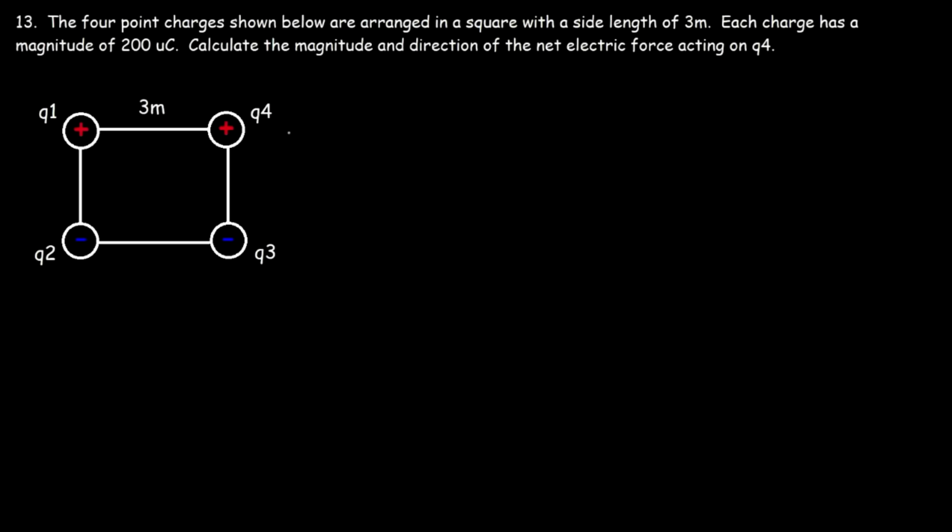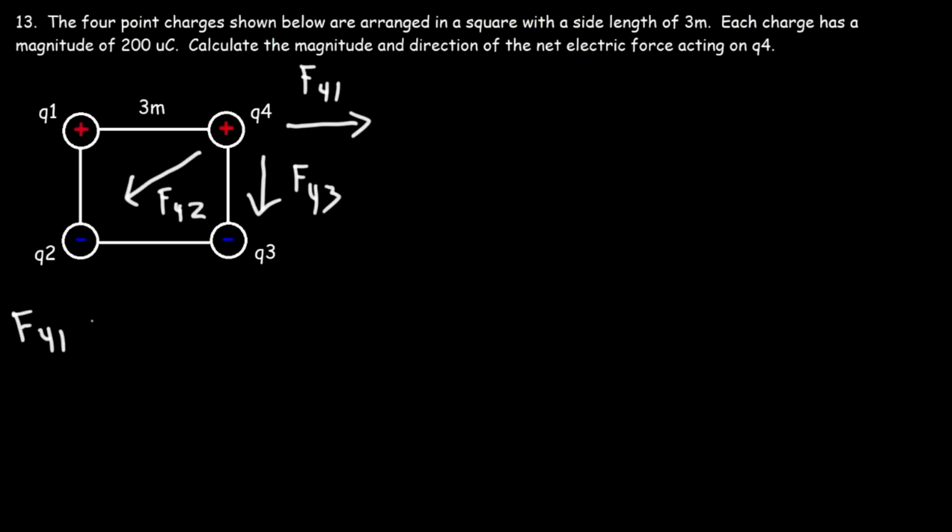Q1 will cause Q4 to move to the right. So we're going to call that the force exerted on 4 due to charge 1. Q3 is going to pull Q4 towards it. So this is going to be the force on charge 4 due to charge 3. Q2 will also pull the 4th charge towards it. So that's the force on 4 due to charge 2. So we have 3 force vectors that we need to calculate. So let's begin by calculating F for 1.